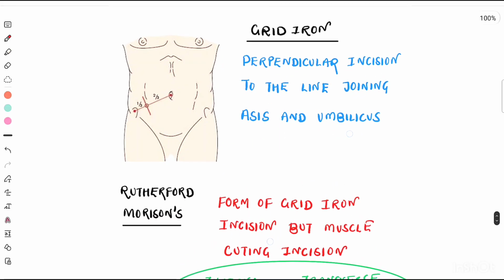In the gridiron incision, we give an incision perpendicular to the line joining the umbilicus and the anterior superior iliac spine. We measure the distance 2/3 from the umbilicus and 1/3 from the anterior superior iliac spine. We join a line and put a perpendicular incision at McBurney's point. So this is known as the gridiron incision.